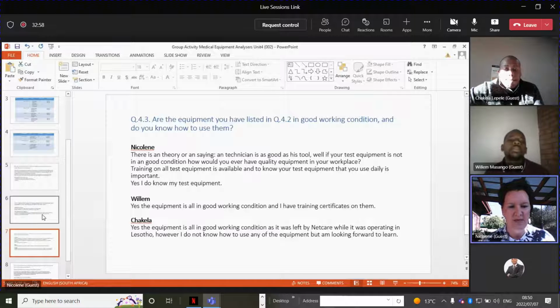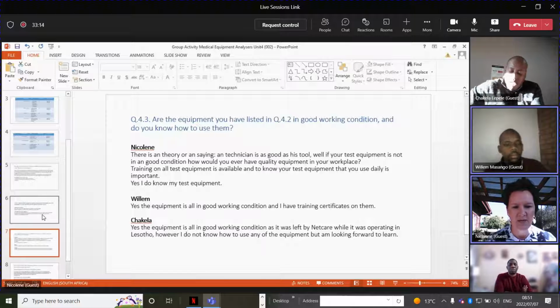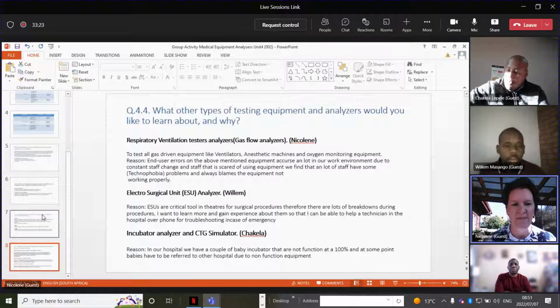Willem said the following: yes, the equipment is all in good working condition, and I have training certificates for them. Chakela said, yes, the equipment is in good working condition as it was left in Netcare while I was in Lesotho. However, I do not know how to use any of the equipment, but I'm looking forward to it. So that was the outcome there.